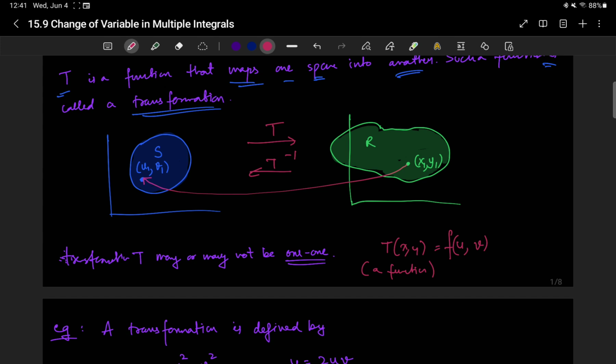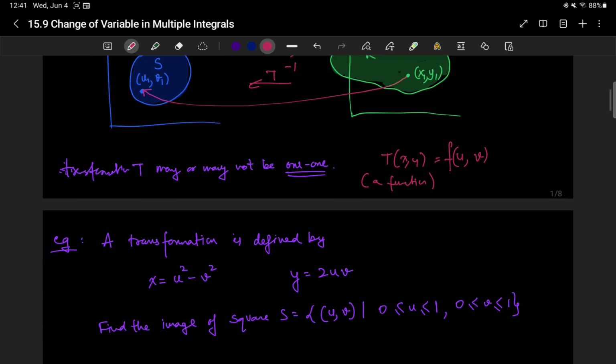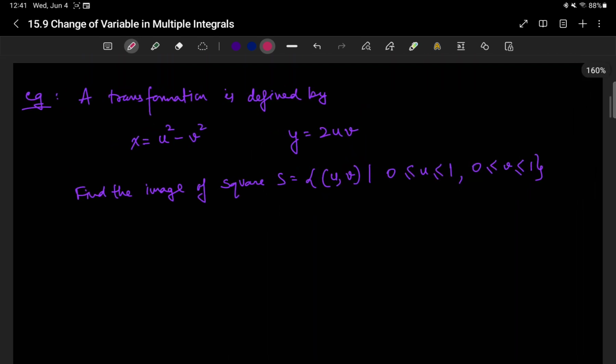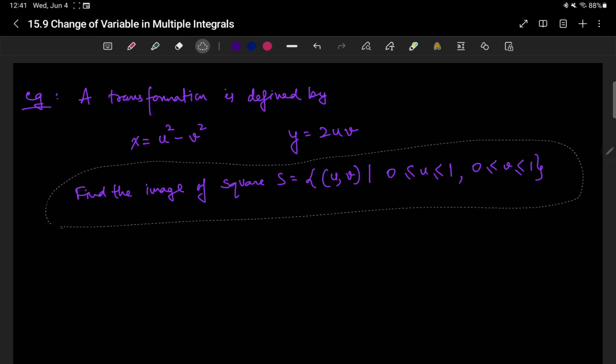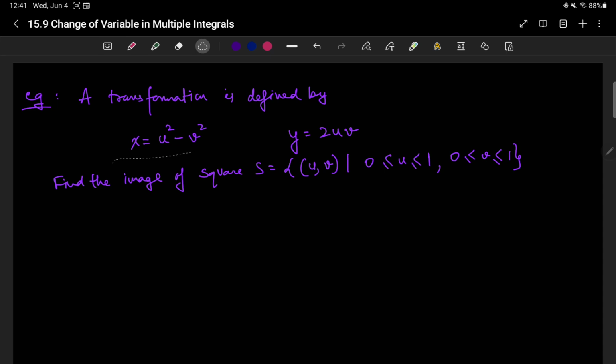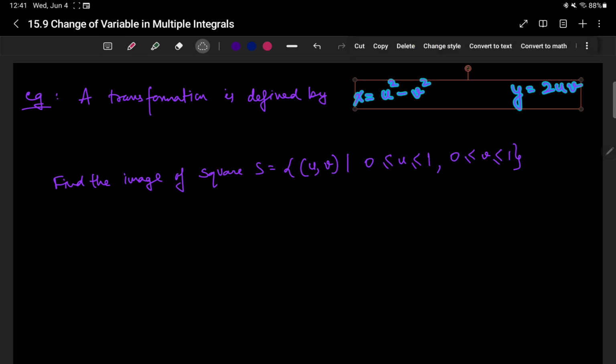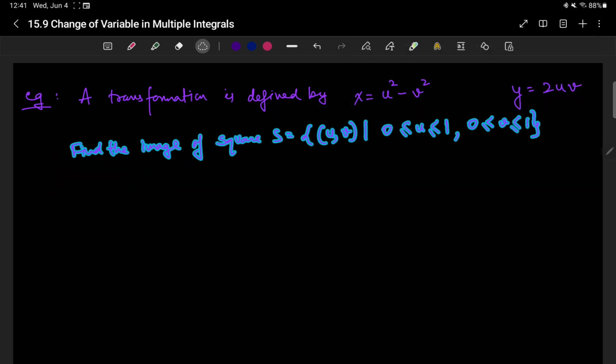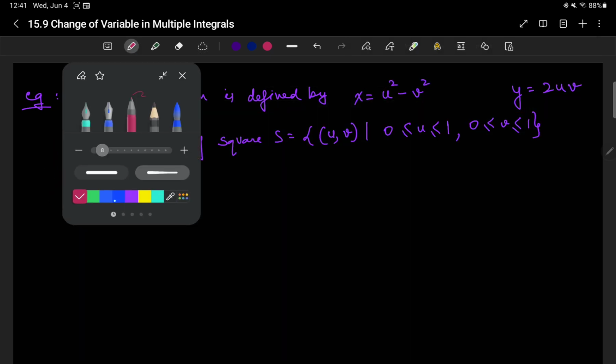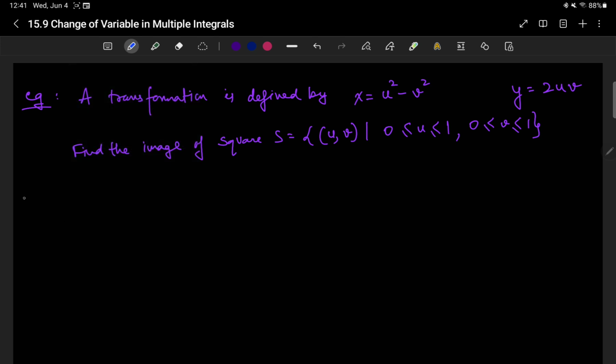Let's look at an example where we don't do any calculus. We're simply looking at how space gets transformed and how that affects certain shapes. So for example, a transformation is defined by x equals u squared minus v squared and y equals 2uv. And we are asked to find the image of this square under this transformation. So before we get to the square, let's look at some other stuff, right? So for example, let's see.